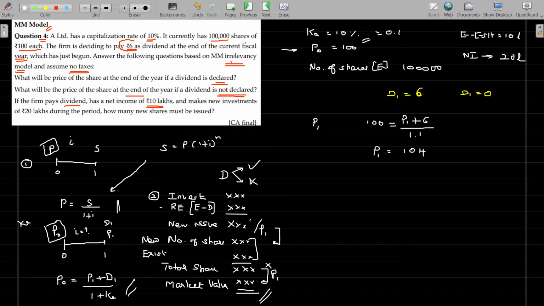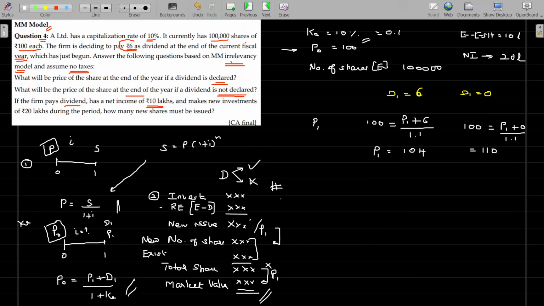If I don't offer the dividend, not a single paisa is given and whatever was earned is retained, how will the situation be? P1 is calculated with D1 as 0, divided by the same 1 plus I, otherwise 1 plus 0.1. Adding, you get 1.1. The value here being 110. We got it now. Clear? Now you keep this step in your mind.